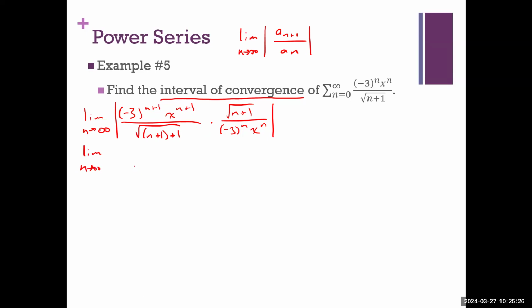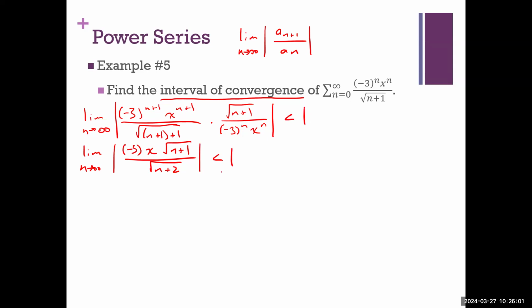What cancels? The -3 to the n and x to the n. What does that become? It's just a -3 times x in the numerator. For now, I'll call it -3, power of x in the numerator, and what else? Then we just have the square roots: the square root of n plus 1 all over the square root of n plus 2. I want this to be less than 1.